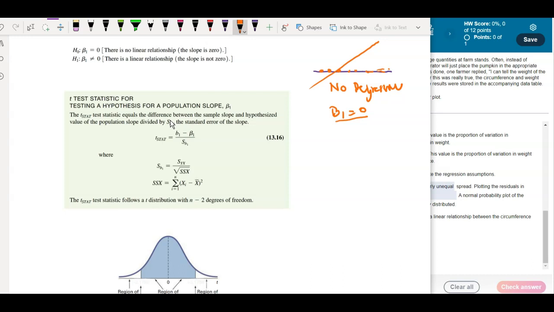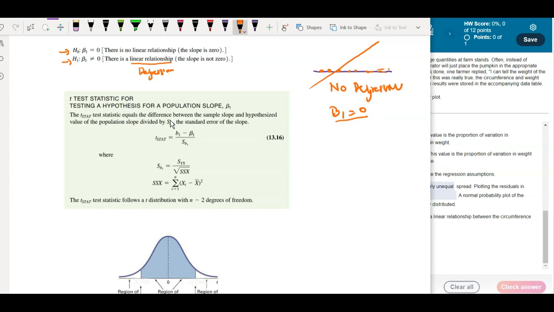So this is always the hypothesis. H0 is always B1 equals 0, and H1 is always B1 different than 0. What we want to get as a result is B1 different than 0, so there is a linear relationship and there is a regression. Otherwise, if B1 is equal to 0, there is no regression, and even with a perfect coefficient of determination, the model is useless. Now, for this purpose, we use the t distribution.